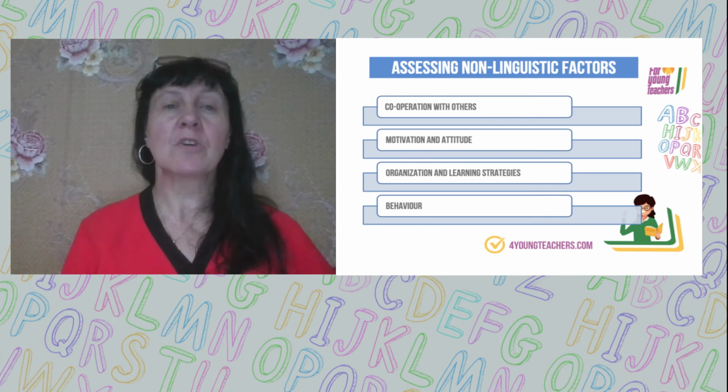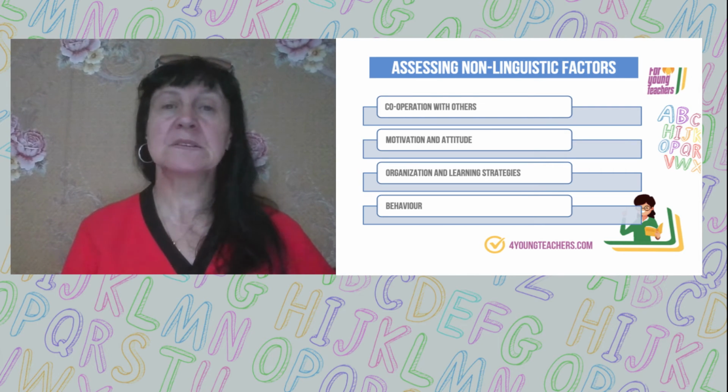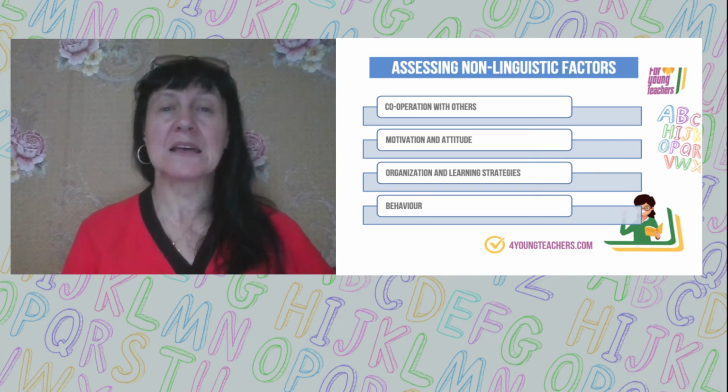You could have a look at how well organized the learners are, how well they keep their notes and papers, and consider their handwriting. Learning strategies is another area to think about. This is about things like how well learners can use dictionaries, the internet or other resources, how they plan and review their work or self-correct. Lastly, teachers can also assess behavior.